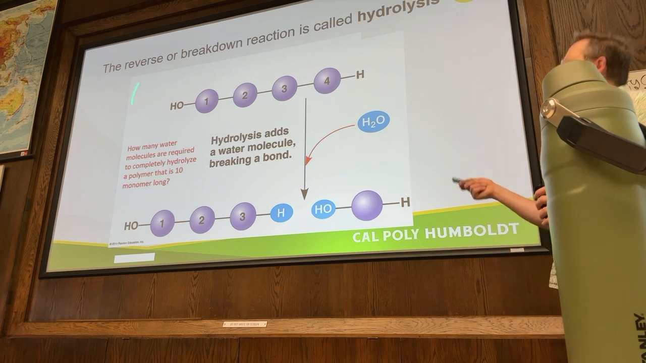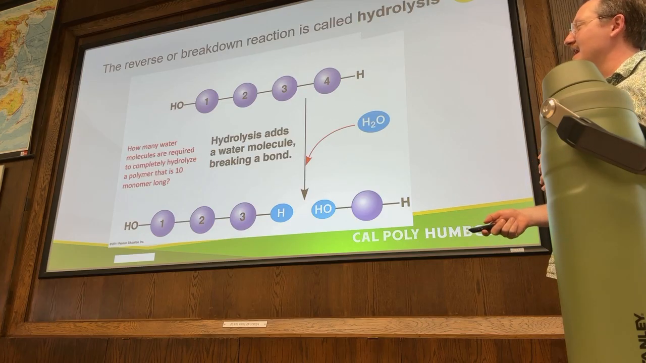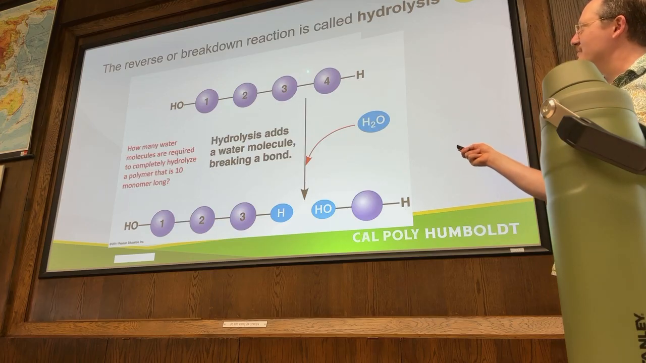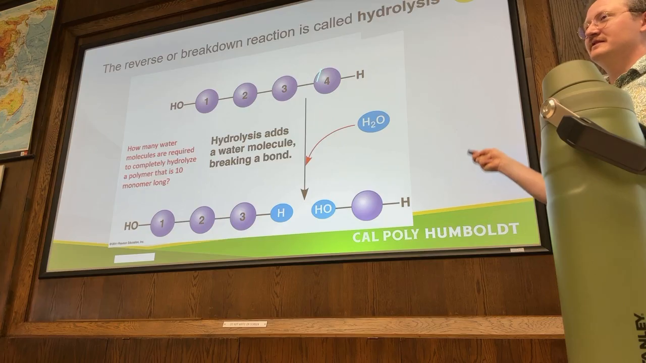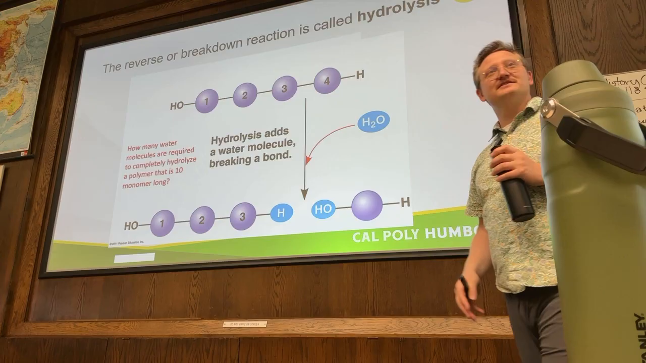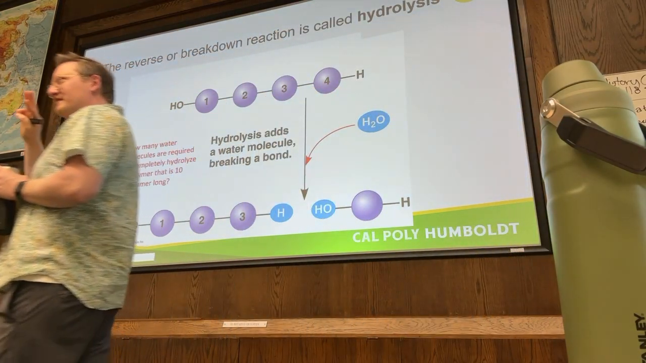Check this out. This polymer is 1, 2, 3, 4 monomers long. If I wanted to completely hydrolyze it into 4 separate monomers, I would need to break this bond here, consuming 1 water. I would need to break this bond here to consume a total of 2 water molecules, and this bond here to consume a total of 3 water molecules. So if the polymer is 4 monomers long, it takes 3 to break it.